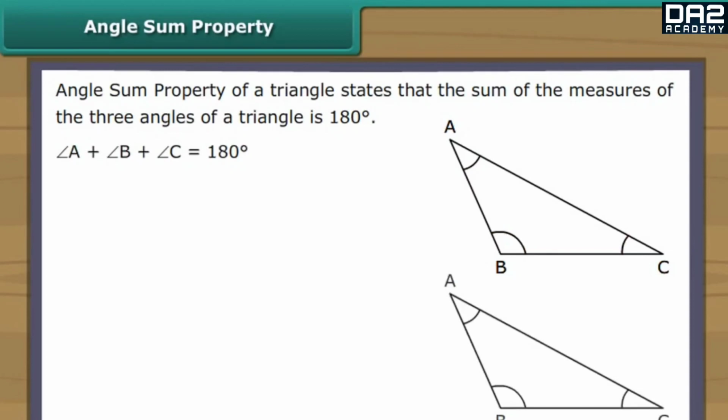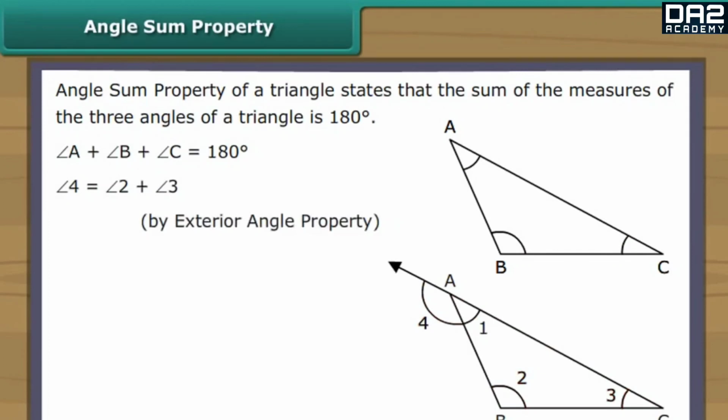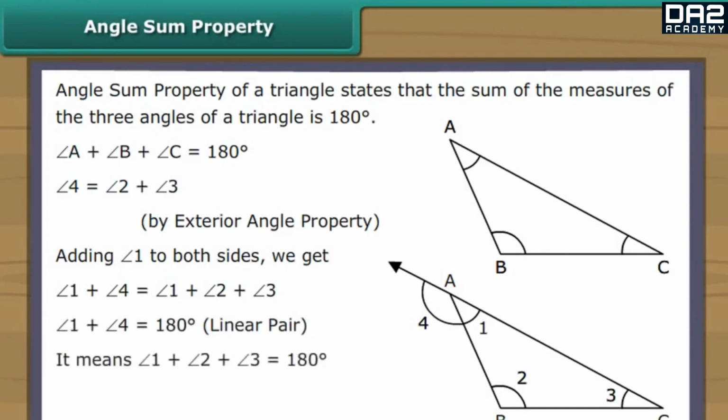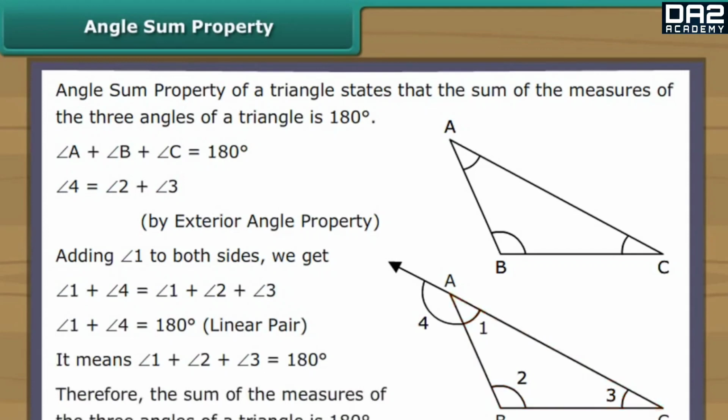Let us now prove the angle sum property of a triangle. Extend angle BAC. Angle 4 is equal to angle 2 plus angle 3 by exterior angle property. Adding angle 1 to both sides, we get angle 1 plus angle 4 is equal to angle 1 plus angle 2 plus angle 3. Angle 1 plus angle 4 is equal to 180 degrees, linear pair. It means angle 1 plus angle 2 plus angle 3 is equal to 180 degrees. Therefore, the sum of the measures of the three angles of a triangle is 180 degrees.